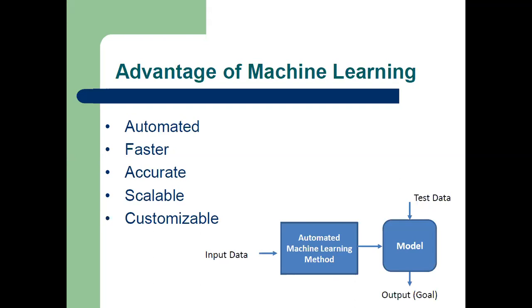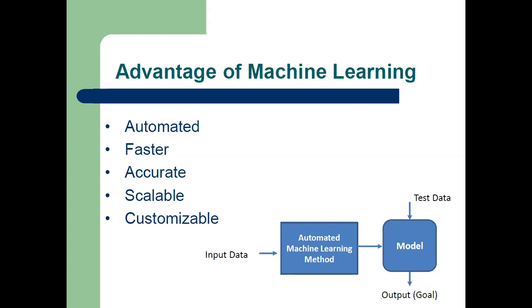So once the model is constructed, the test data can be given as an input to it to get the corresponding output, which is shown in this figure. The input data is given to the machine learning method, which generates the machine learning model, and to this machine learning model we give the test data or the new data as an input to generate some output.